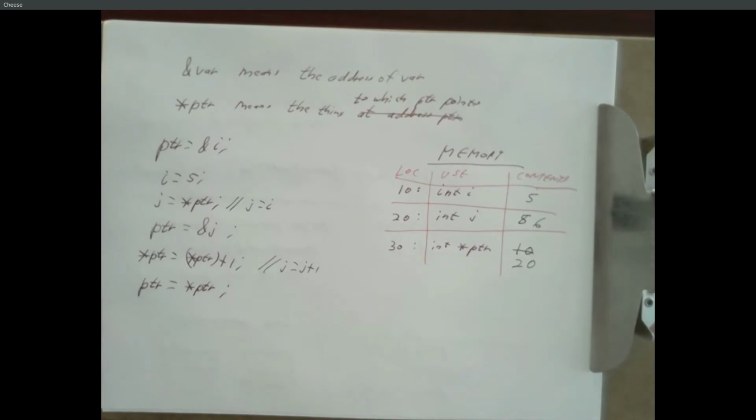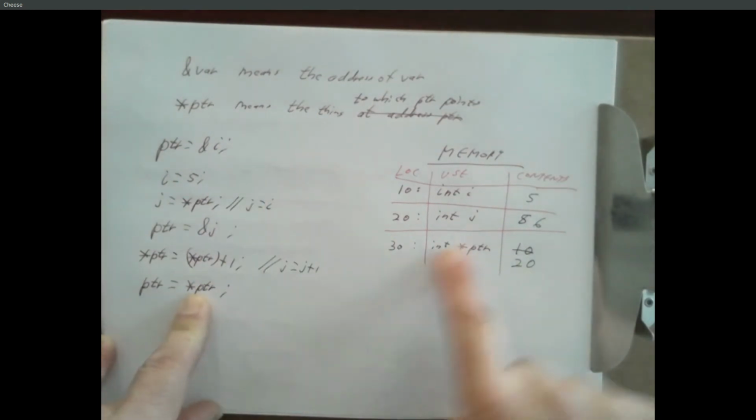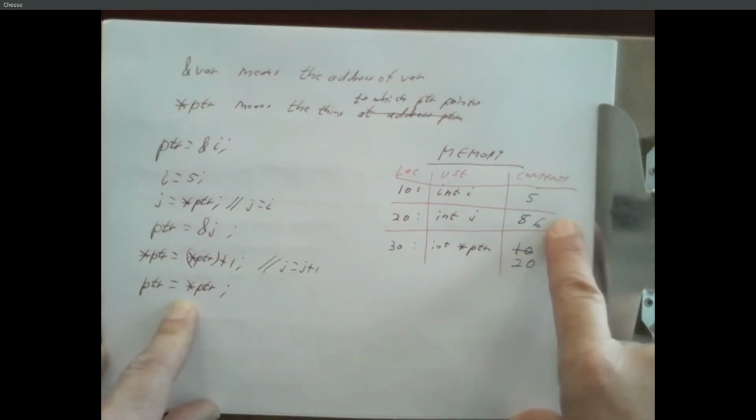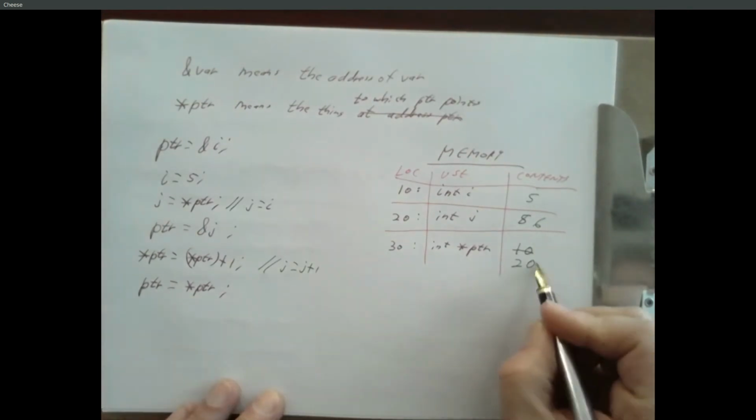All right, pointer equals star pointer. This will bake your noodle. Change the 20 to a 6. Star pointer is the thing that pointer points to. Well, pointer is 20, so the thing it points to is a 6. Set pointer equal to 6. Changes this to a 6.